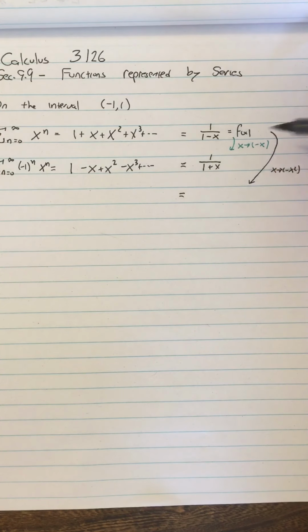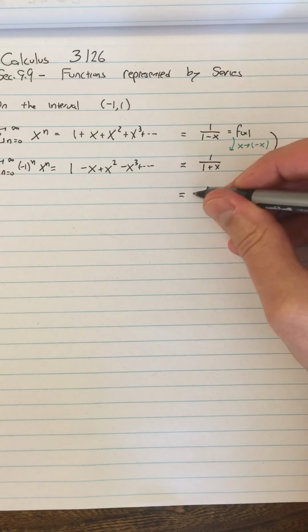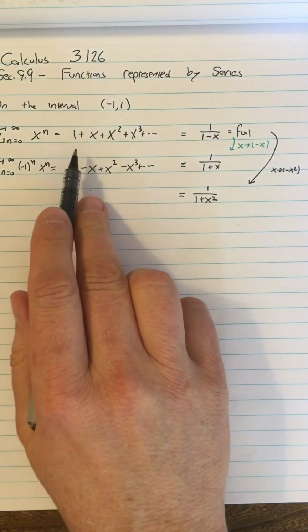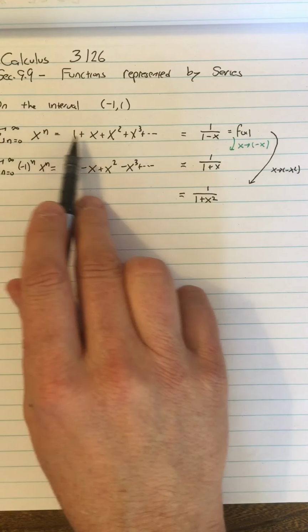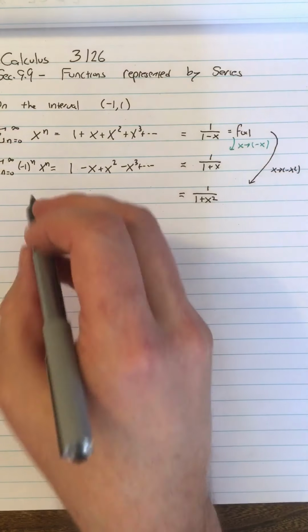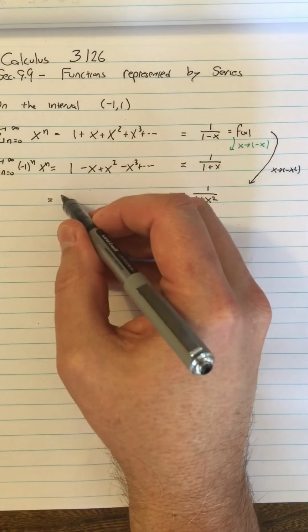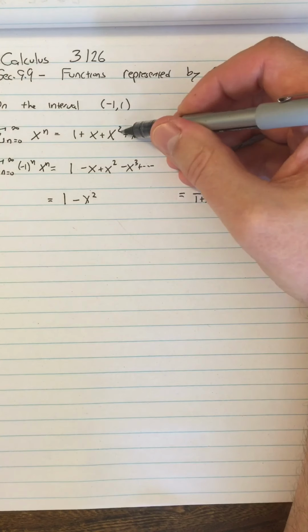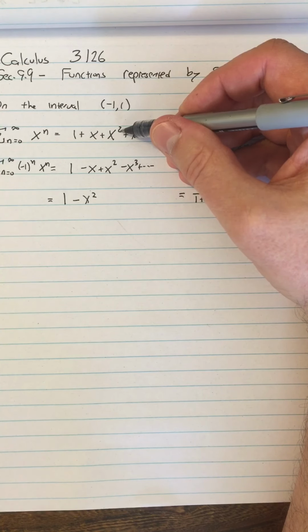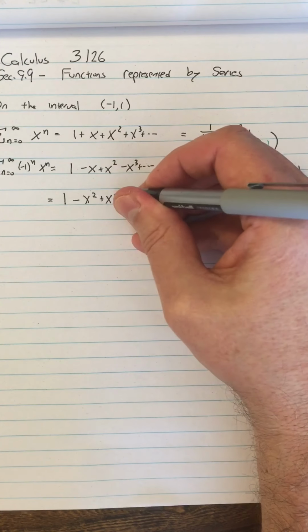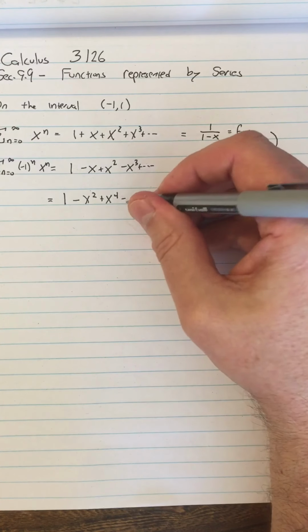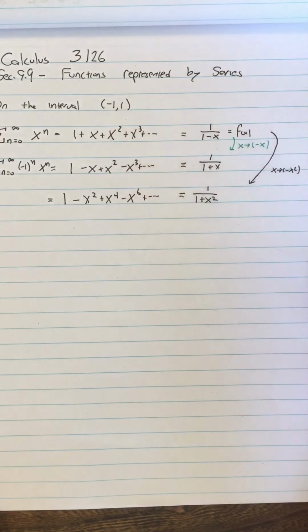Instead of 1 minus x, we're going to replace the x with negative x squared. So we're going to have 1 over 1 plus x squared. So what happens in this original series when we replace all the x's with negative x squared? 1 is going to stay the same. This x is going to be replaced by negative x squared. This x squared is going to be replaced by negative x squared squared, which is positive x to the 4th, and so on. This one is going to be replaced by negative x squared cubed, so it's going to be minus x to the 6th, and so on.